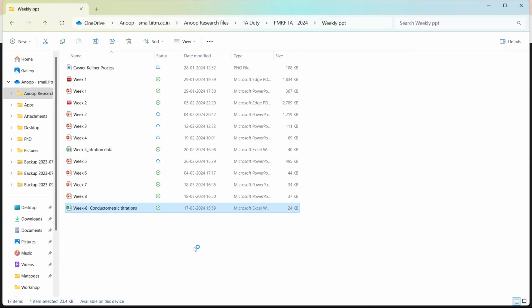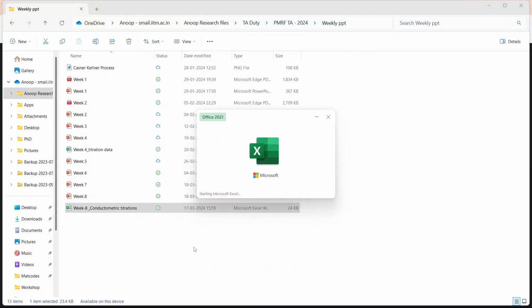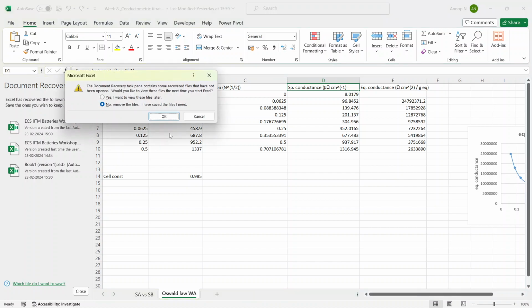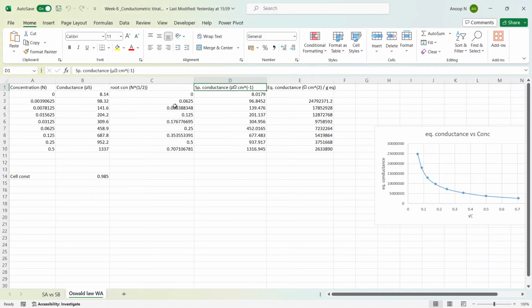I haven't done the experiment. I had just taken the data when sir was taking the readings. I just wrote the data and I'm showing how to do that. Okay, so this is the data for CH3COOH, that is acetic acid versus NaOH. Concentration is there, as well as the conductance values.